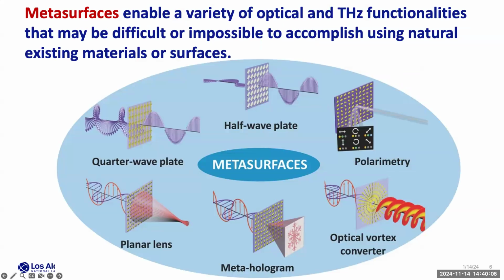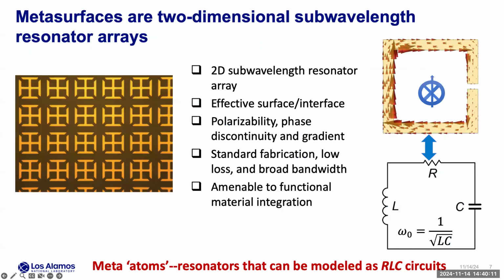So the rest of the talk is going to be about metasurfaces and how we develop them and how we use them. So basically, metasurfaces are two-dimensional sub-wavelength resonator arrays. It's a surface, so there's basically an effective surface and an interface, and you design a resonance there. So you design dispersion and absorption. You can actually design, so there are phase continuities, gradients, and design the polarizability.